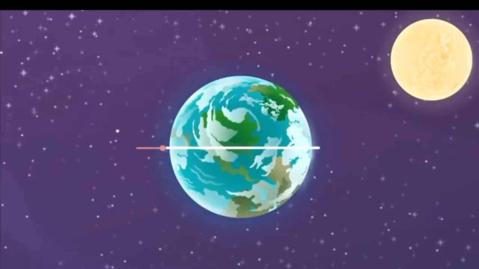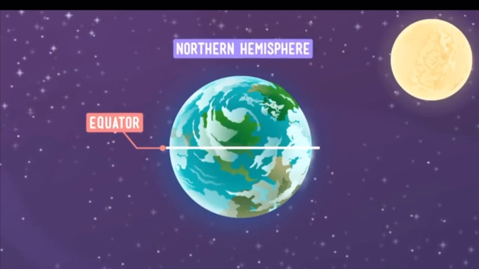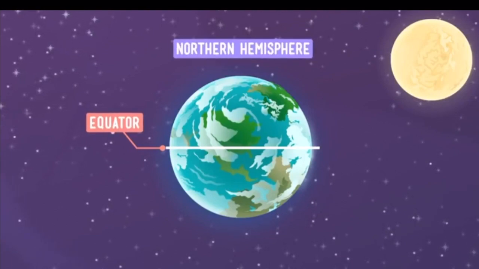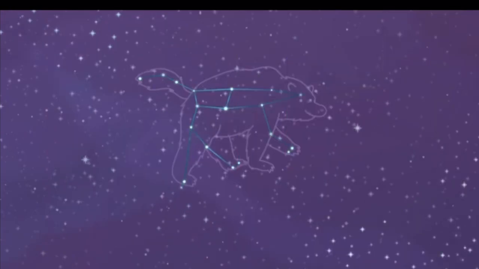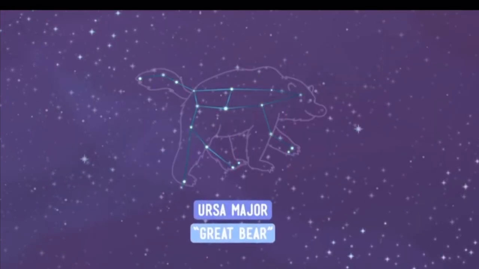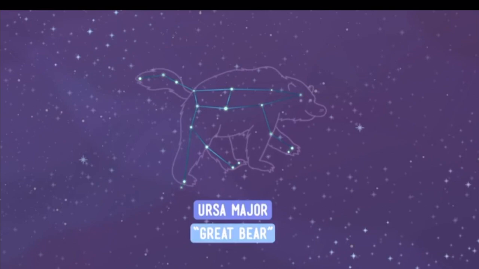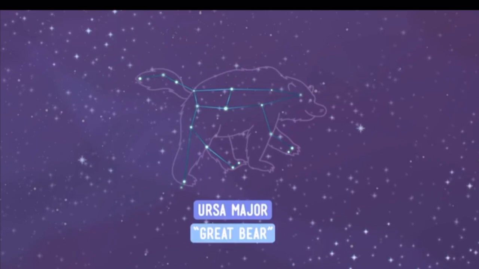For one thing, the constellations that you can see depend on where you are on the Earth when you're looking. People above the equator in the northern hemisphere see different constellations than people below the equator in the southern hemisphere. For example, this is Ursa Major, or the Great Bear constellation. Ursa Major is visible high in the sky in most parts of the northern hemisphere.